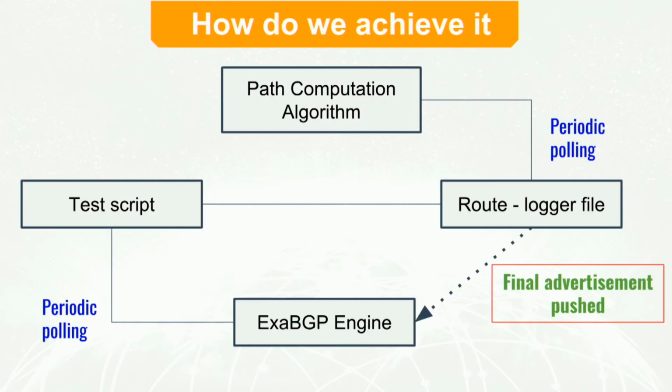So how do we achieve it? We use this path computation algorithm. We periodically poll it, and it gets pushed into the route logger file, which has a set of commands through a final advertisement, a test script. We'll poll for it every 15 to 20 seconds, which is configurable. And this then pushes to the XRBGP engine.